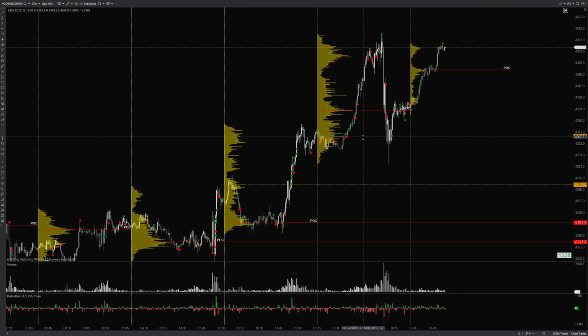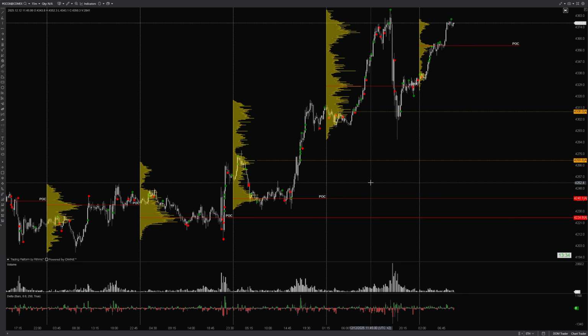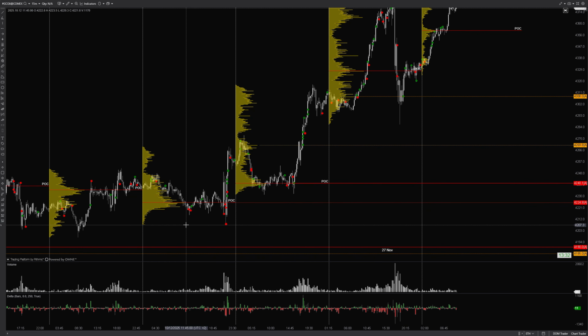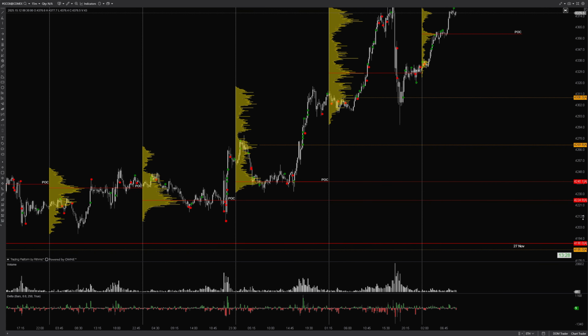So volume spike from Friday. From Thursday, POC and the volume spike. And from the 10th, we had a POC. And still those two levels from the 27th of November.